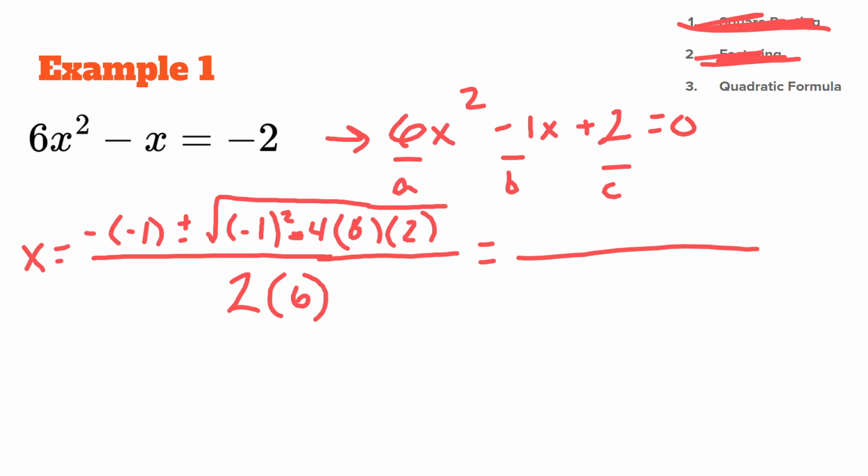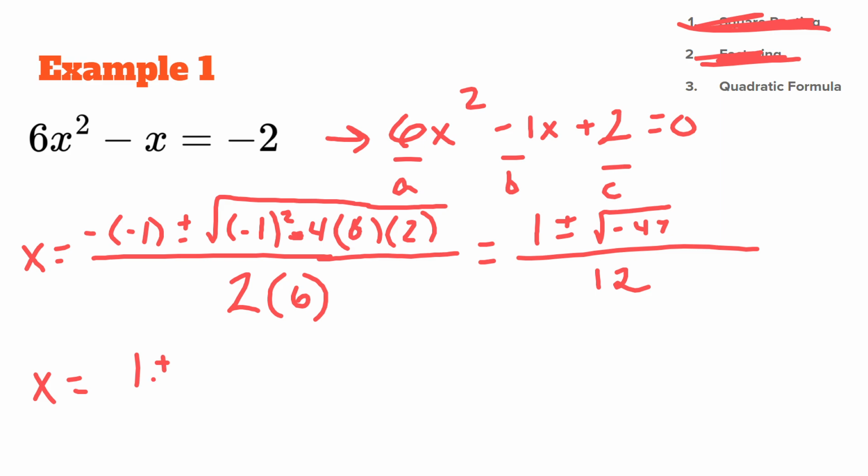So now if I'm simplifying, I get a 1 plus or minus the square root. Let's see, inside here, we get a 1 minus a 48. Right? -4 times 6 times 2, that'd be a minus 48. So 1 minus 48 is going to give us a -47 inside. And then from here, remember, if we're square rooting a negative, we're going to bring an i out.